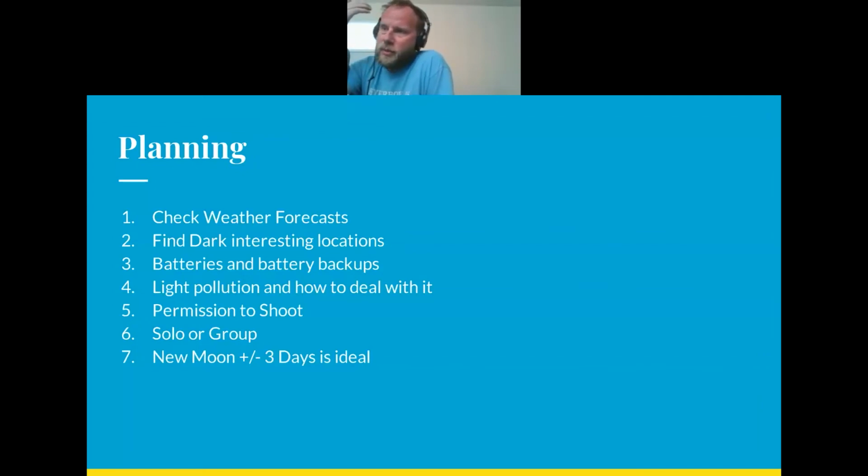Also, with cities, you want to be away from cities. And this is one of the reasons you need to know which direction you're going to shoot. So if you know you're shooting east, and we live in the Austin area, you need to get north. Because if you're shooting east, you have to get north of the Austin, Killeen, Temple area. Otherwise, you're going to get a lot of light pollution.